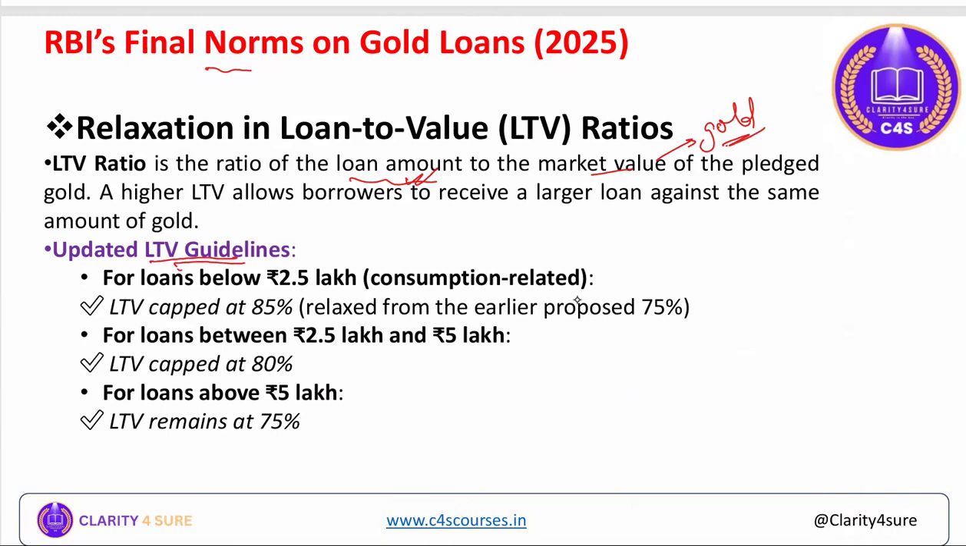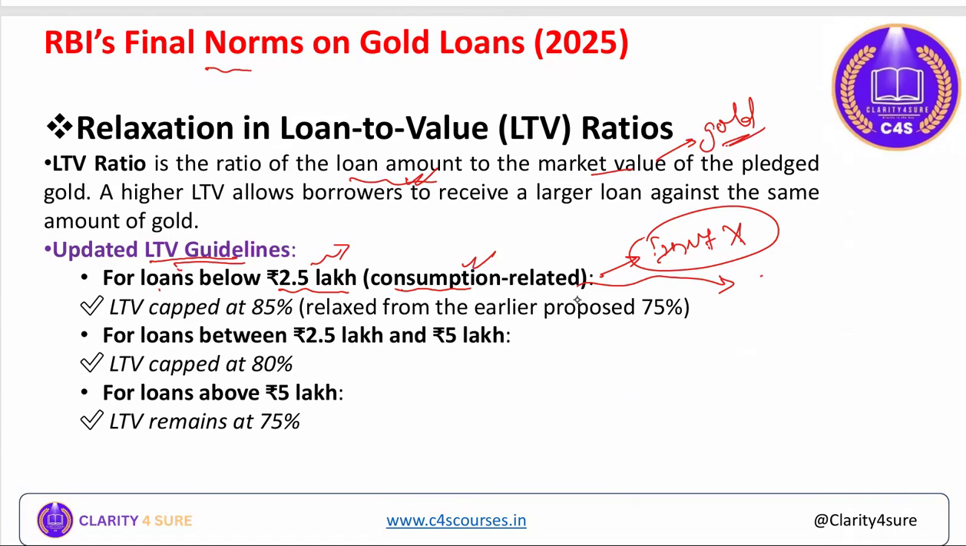See the update for loans below 2.5 lakhs. The ones borrowing money by putting their gold as collateral for smaller amounts, meaning up to 2.5 lakhs, 1 lakh, 1.5, 2.49, right? Basically they are doing this for consumption related purposes. Okay, they are not doing that for investment, right? So try to understand that they are doing it for consumption related purposes.